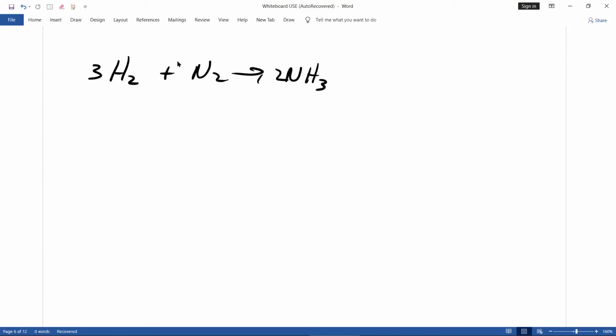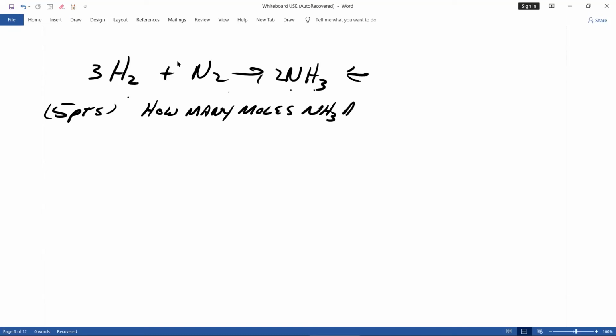Let's see if this is balanced. 6, 6, 2, 2. You will be given this. And again, the question is, and I could word it different ways. It's the same any way you look at it.